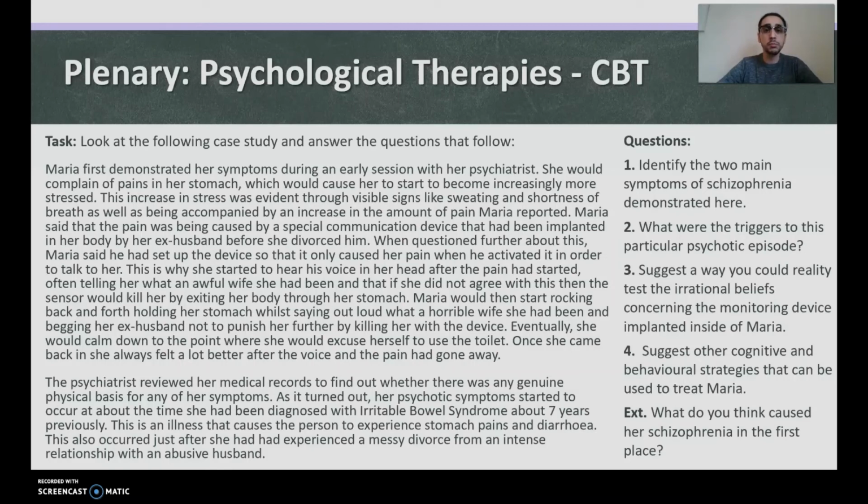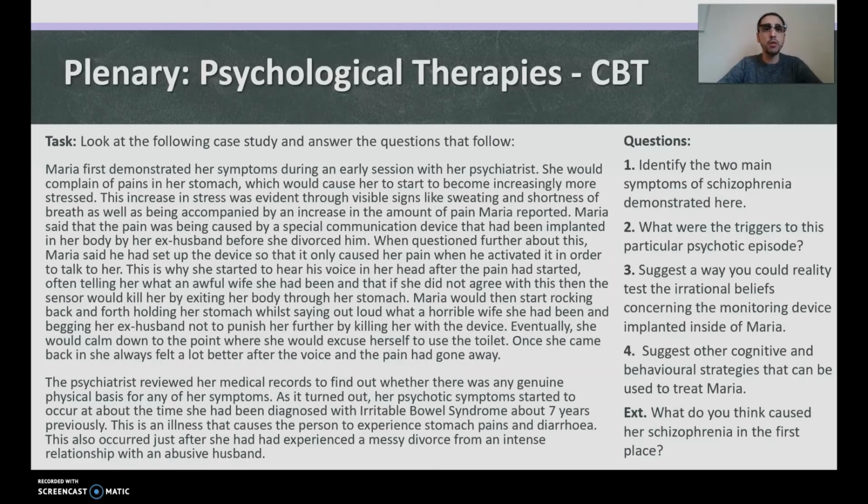Okay, so she's got hallucinations and delusions. Maria has the auditory hallucinations of the voices of her husband, and the delusions that there is something in her stomach that's causing her pain that was implanted by her husband.